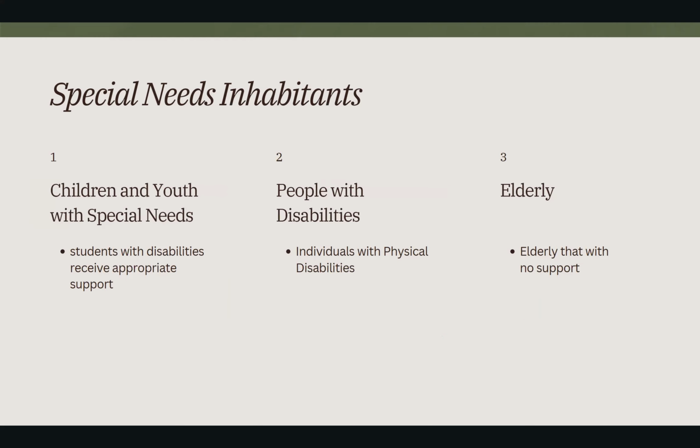Besides what we expect from general residents, there are also special needs inhabitants that we need to focus on when there is a natural disaster. When considering special needs inhabitants, we try to focus on three groups of people. First is the children and youth with special needs, like students with intellectual disability. Second is the people with disability, like individuals with physical disability. The last one is the elderly, who may be living alone or without any support.